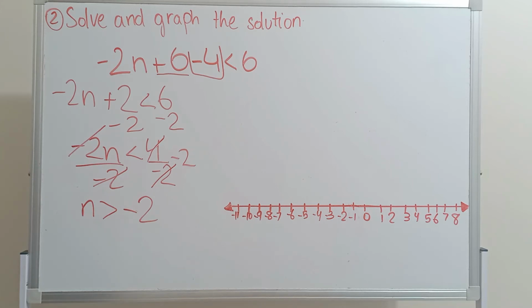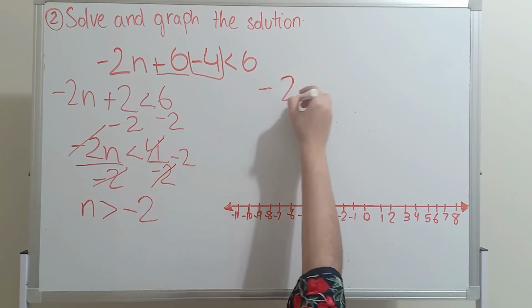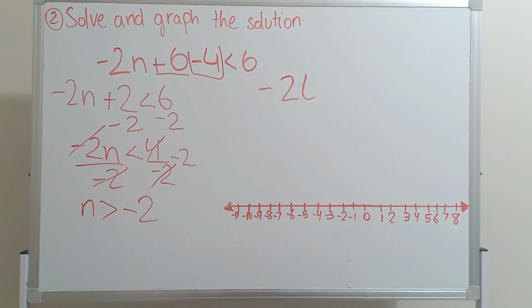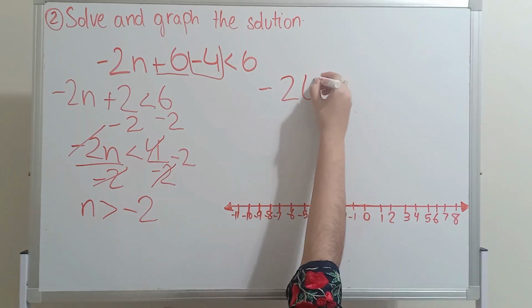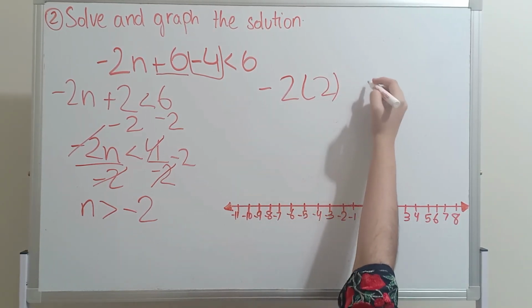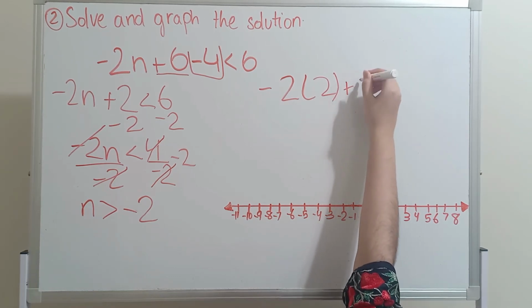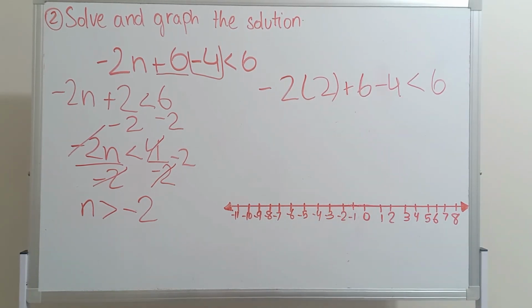So now we can first do a check. We are going to replace the variable n with a number which is greater than negative 2, and see if the inequality is true. So negative 2, and we are going to put in the bracket a number greater than negative 2, which can be negative 1, 0, 1, 2, 3, and so on. So we can put the number 2. Then we will just rewrite the rest of the inequality. After we have rewritten, we are just going to solve it.